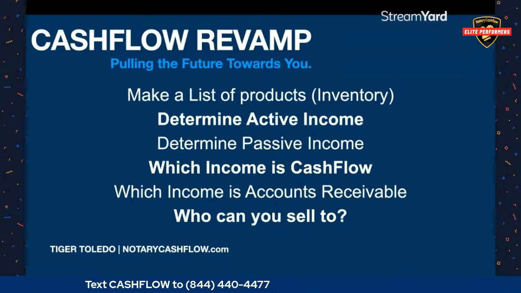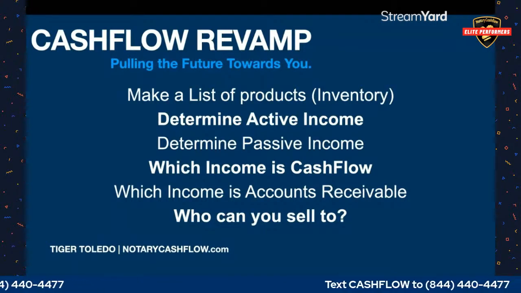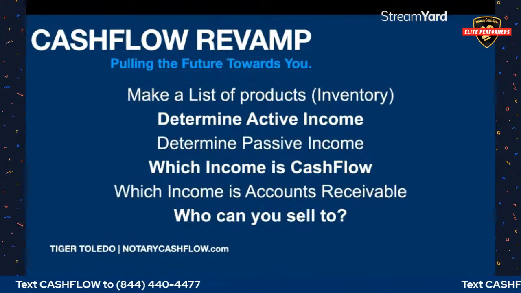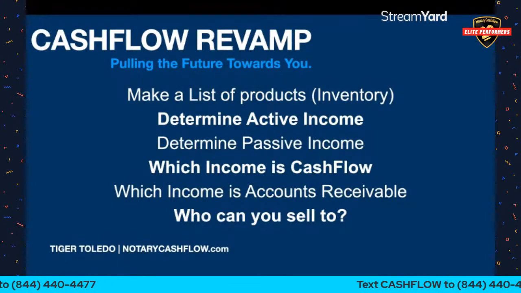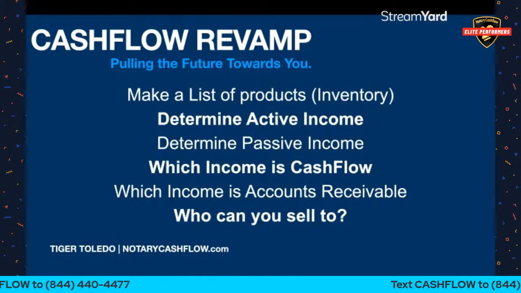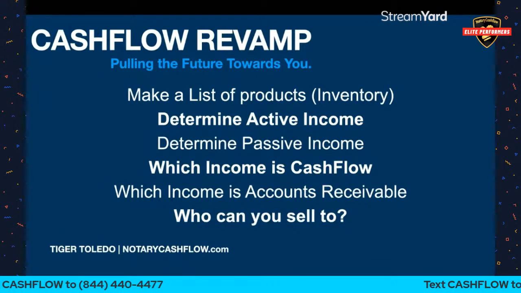The second thing we're gonna do is determine what is active income, and then we're gonna determine which is passive income. Let me explain what that looks like. So U.S. Notary Agency is active income. Me and Bree, we work actively on closing deals, dispatching notaries, and fulfilling those assignments. That is an active income, right? We have to put in sweat equity in order to achieve those goals, those financial goals.